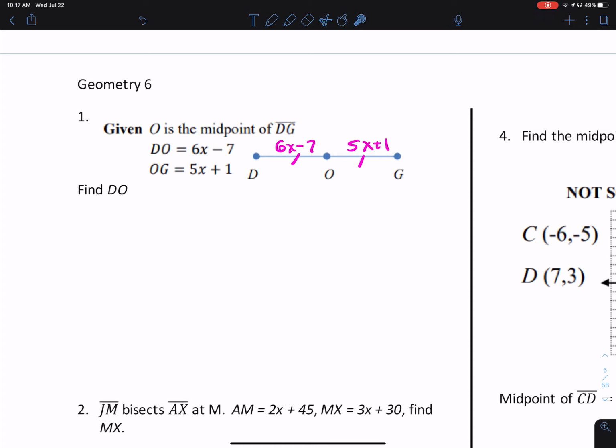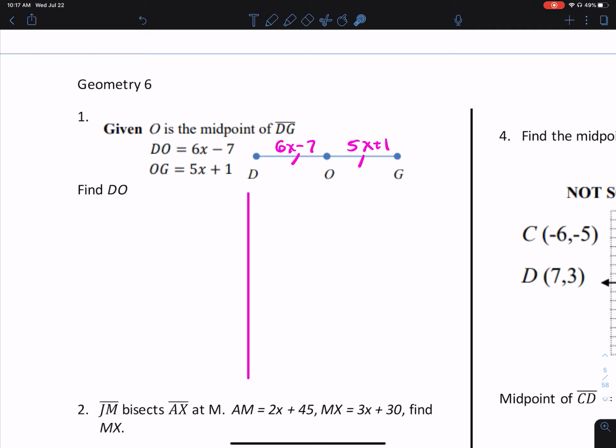What does the question ask? It says find the length of DO. Most of the time, I would encourage you to ignore the question initially. Because if you focus on the question, you might find yourself saying, I don't have any idea how to find DO. That's fine. You don't have to know how to find DO. What you do have to know how to do, I'm separating my work. I'm going to have work here and work here. We need to be able to take this information and write an equation from it.